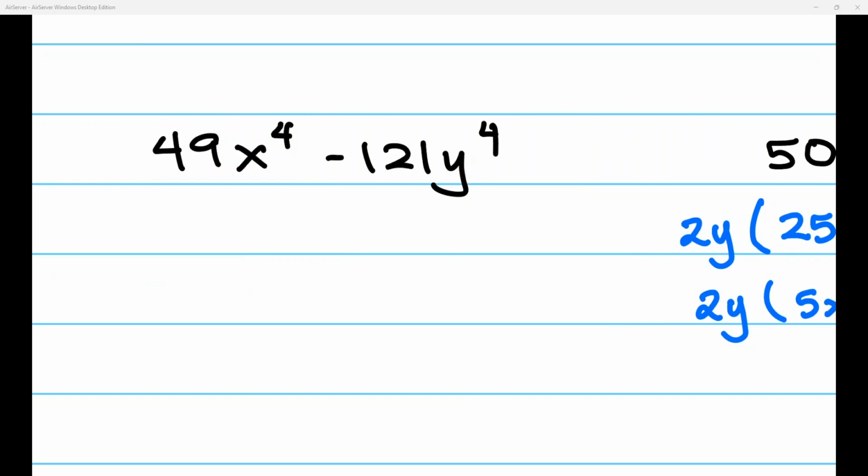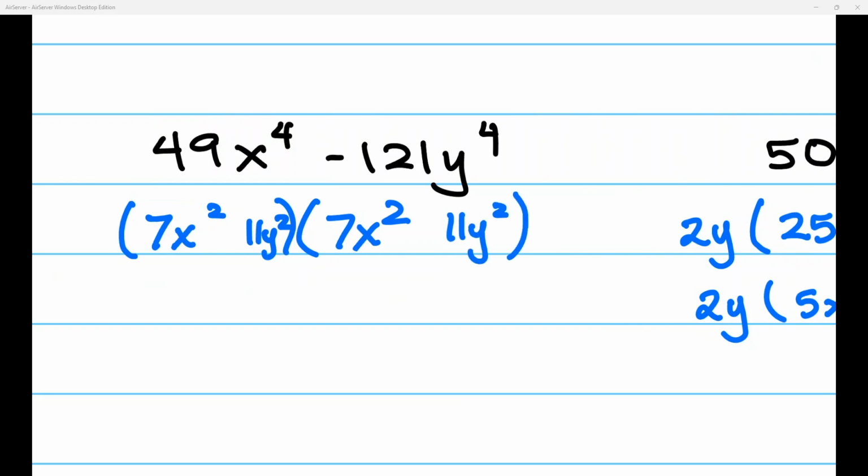So that was messing up students all day. Let's go ahead and write that. That's a 7x squared times a 7x squared. That'll give you the 49x to the fourth. And then I said the 11y squared and 11y squared. Make one positive, make one negative, and you are good to go.